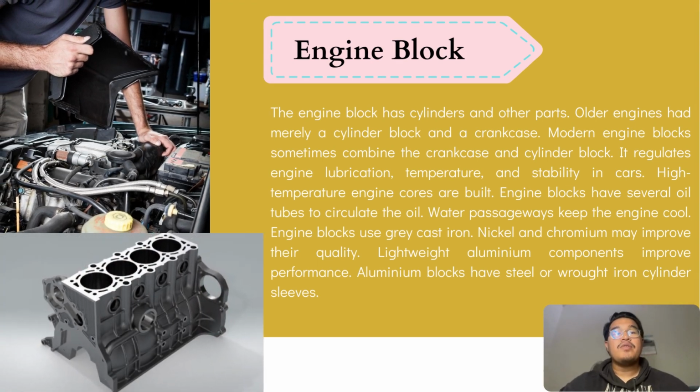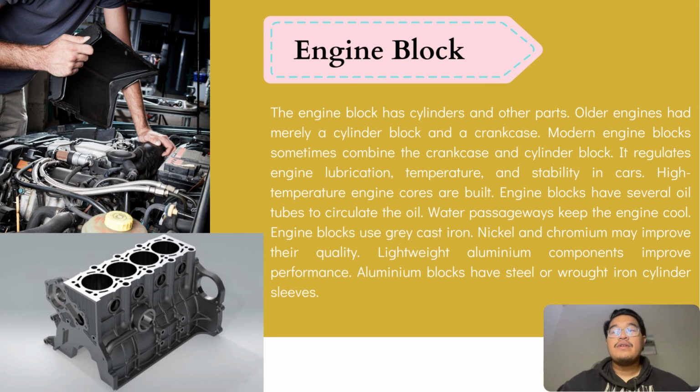I want to present about the engine block. Firstly, the engine block has cylinders and other parts. Older engines had merely a cylinder block and a crankcase. Modern engine blocks sometimes combine the crankcase and cylinder blocks. It regulates engine lubrication, temperature, and stability in the car. High temperature engine cores are built. Engine blocks have several oil tubes to circulate the oil. Water passageways keep the engine cool.